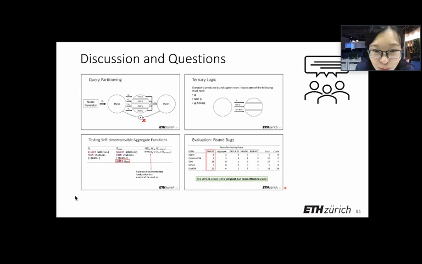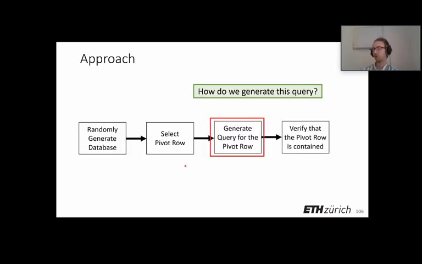Now, the core question is, of course, how can we generate a query that is guaranteed to fetch the pivot row? And the insight here is that the only thing that we need to do is generate predicates that evaluate to true based on the pivot row, because then we can use these predicates, for example, in the WHERE clause or also in join clauses, and we know that they need to fetch the pivot row.